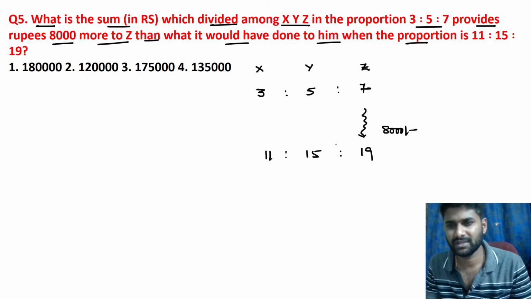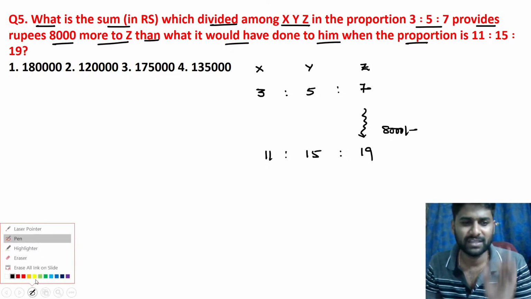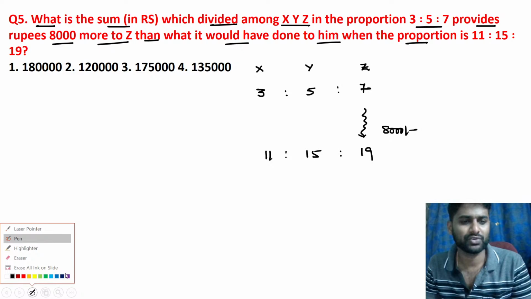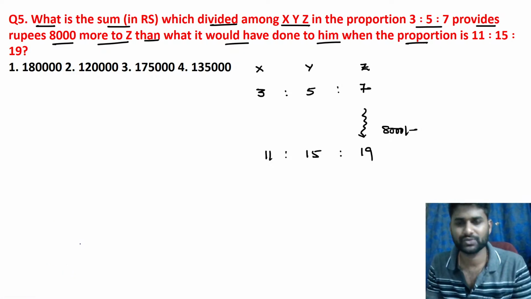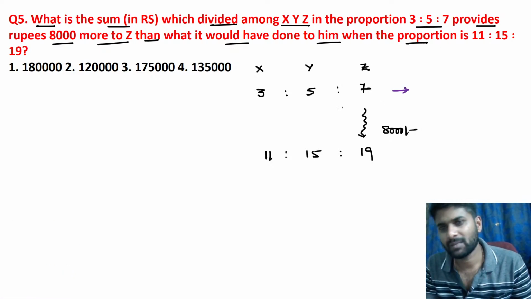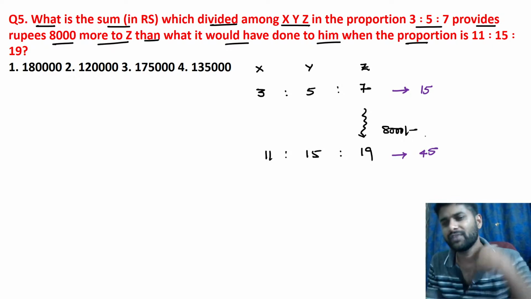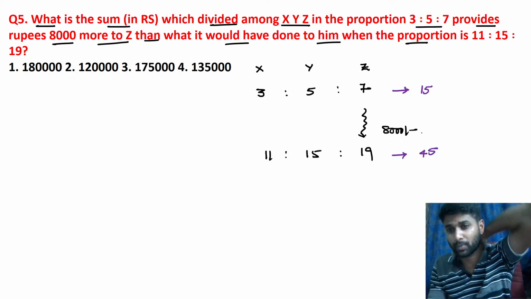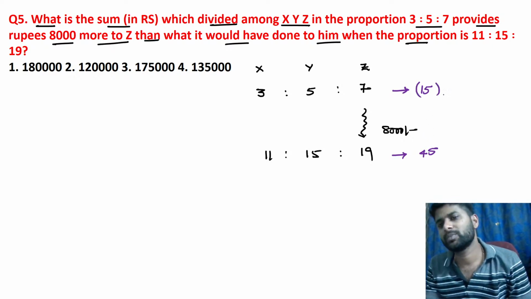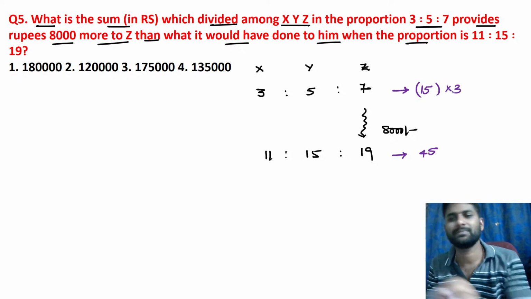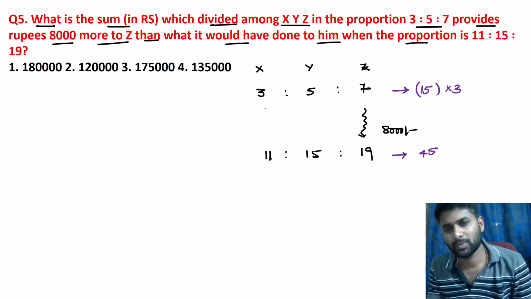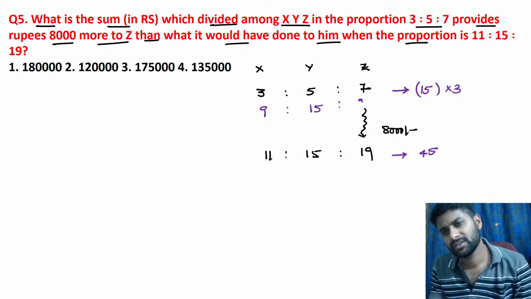Now if you observe, here we are changing only Z's proportion. Why? Because we are adding 8,000 rupees to Z. If you observe, the sum of all these values is 15 and the sum of all these values is 45. So we have to equate both proportions. How can we equate both proportions? We should multiply these numbers by 3. Now if you multiply by 3, it's 9 units, 15 units, 21 units.